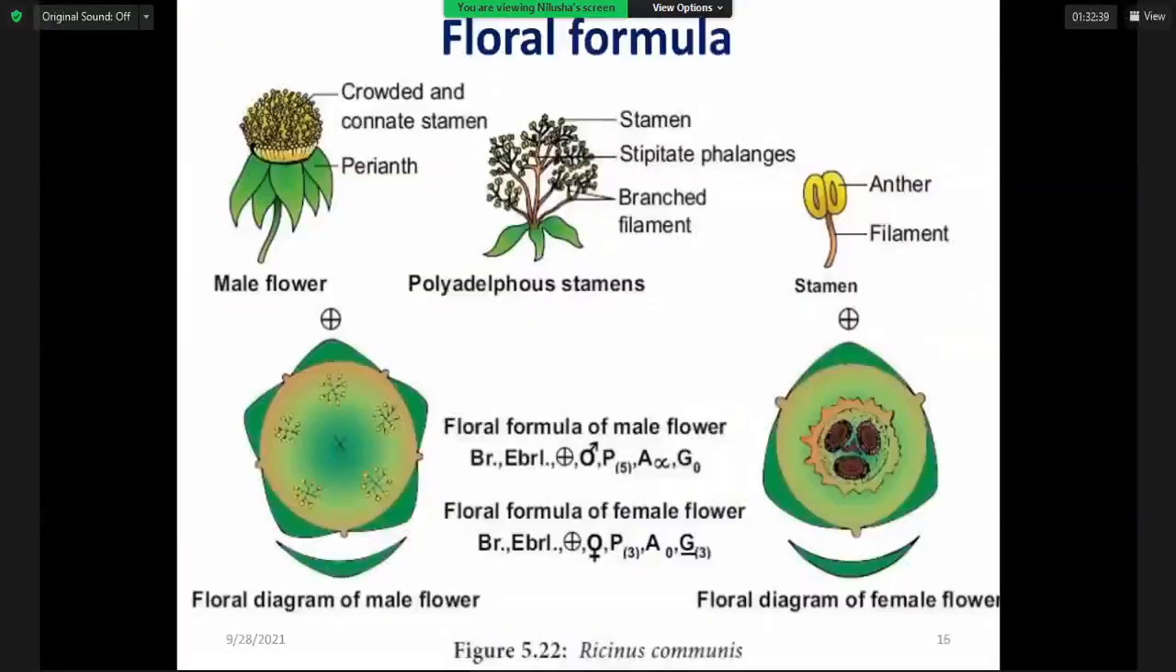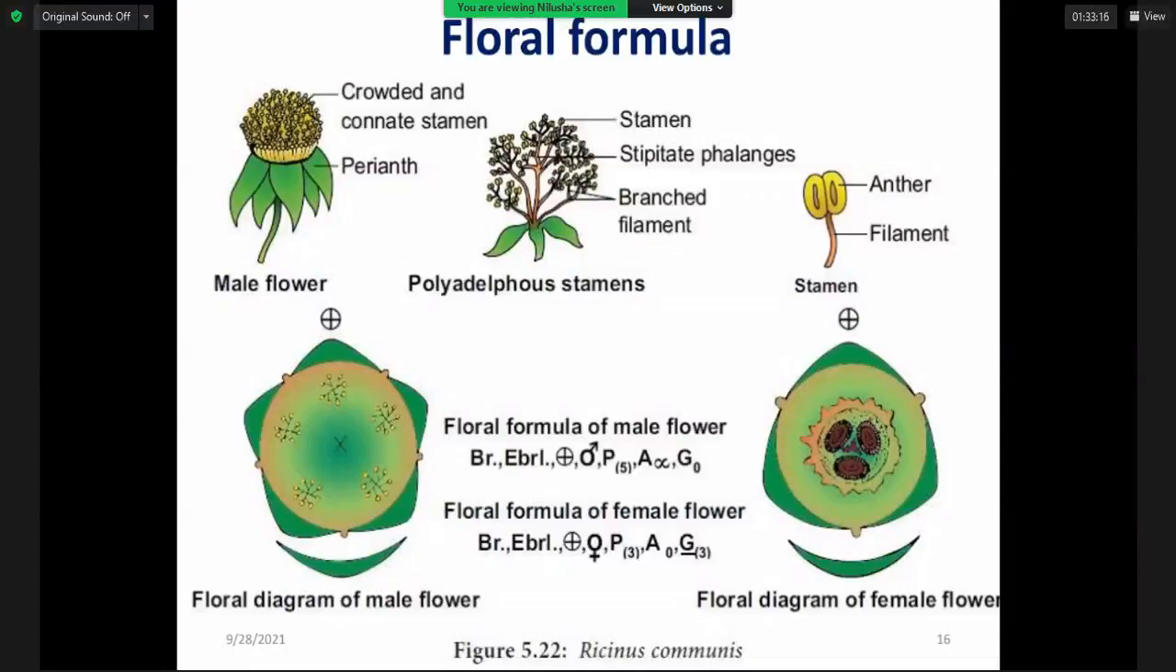Next one is the floral formula. Here, since there are separate female flowers and male flowers, we want to write separate formulas. First, see the male flower. They have a perianth and the branched stamens, numerous androecium parts. So in the floral diagram of the male flower, you can see there.